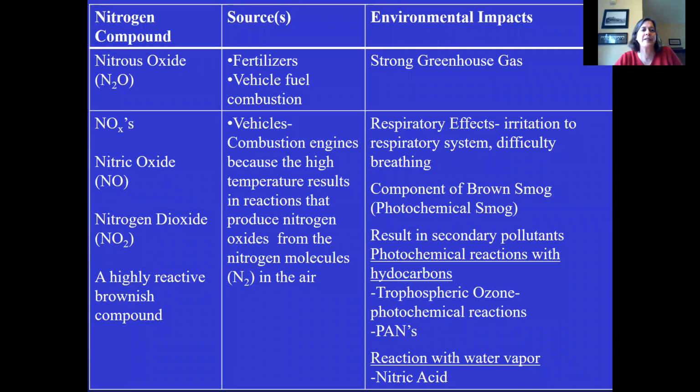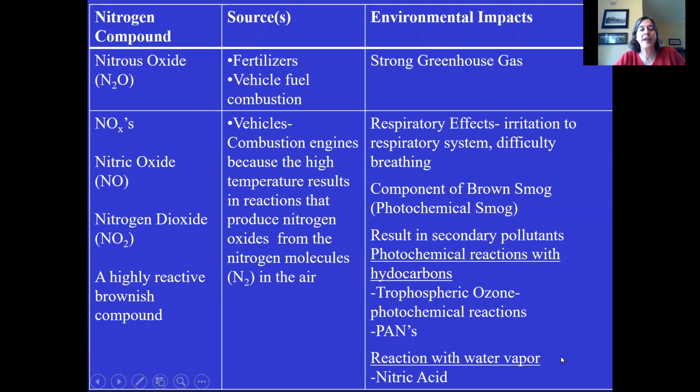This is a great little chart, and I believe I gave it to you just straight in your notes because it basically shows, okay, what are the compounds, what are the sources, and then what are the environmental impacts. And whenever you're thinking air pollution, think respiratory effects. And so you can have irritation, difficulty breathing. Nitrogen oxide, we're also going to be getting to this in a later lecture, is one of the components of photochemical smog. And that's exactly what it sounds like, that the sun can cause reactions in the atmosphere and cause other types of smog. And then again, it's kind of a component of several other types of pollution.